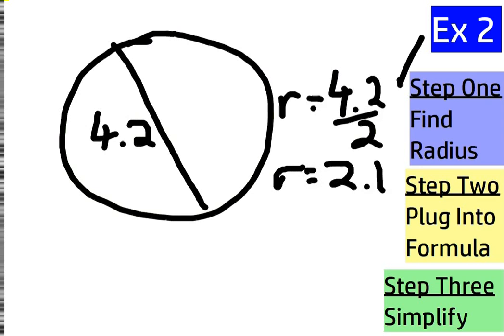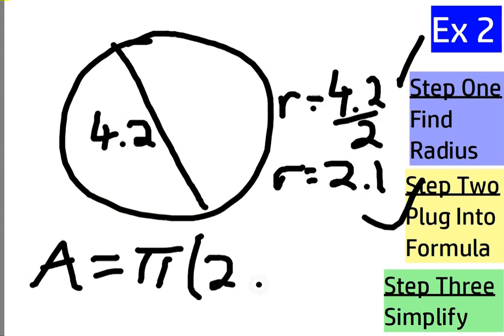So the point of this example is you can't just look at the diagram and say, oh, that's the radius, okay? You've got to use a little bit of common sense, really, to figure out the radius would just be half of that. Now we're going to plug it into the formula, so it would be pi r squared. So it would be pi times 2.1 squared.